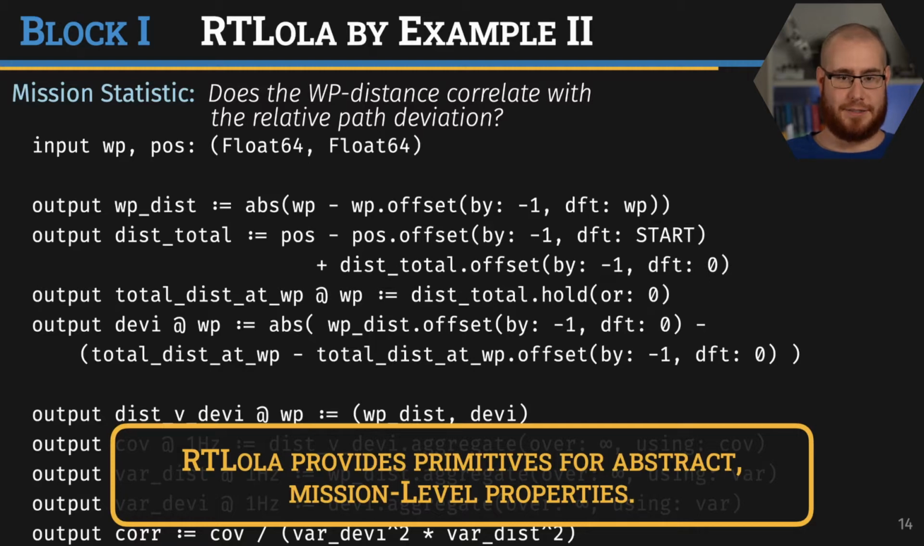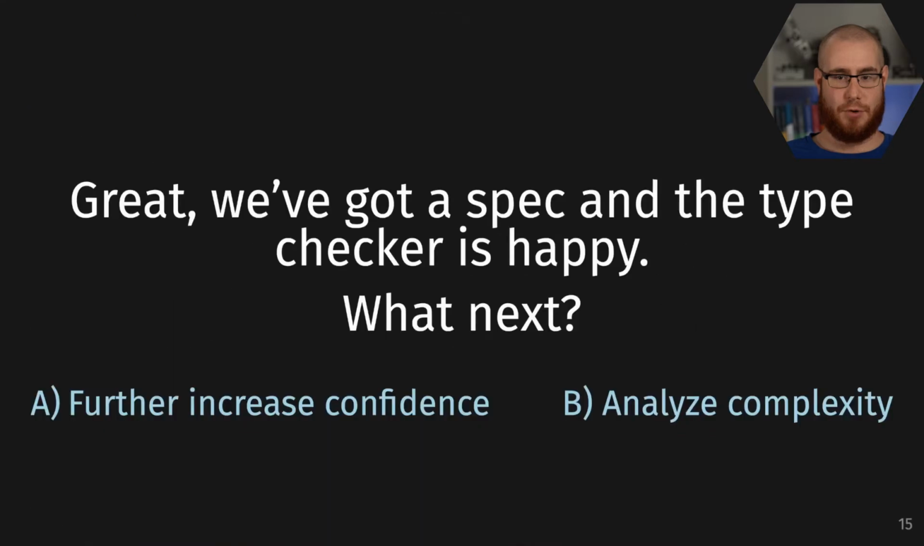And okay, that's all. Now we have the specification, we run it through the type checker and it's happy. So we got a spec. Now what do we do next? And there's two things I still want to discuss. First, we want to see how to further increase the confidence in the specification. And second, we want to analyze the complexity of it to some extent. So we want to know what is the memory consumption and have a rough idea of how long it would take to evaluate the specification.